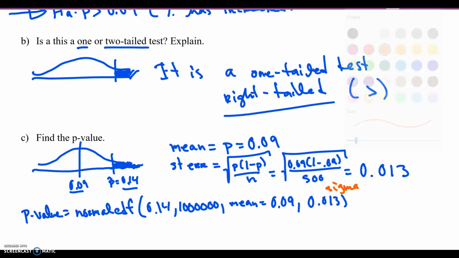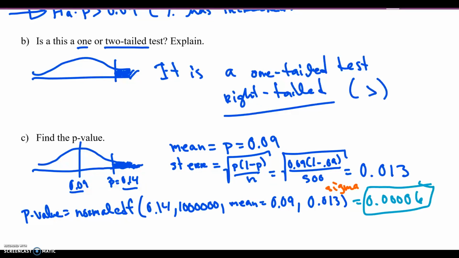All right, so now what is this going to give me? I'm going to put this into my calculator. I'm going to go to normalcdf. My mean was 0.09. My standard error was 0.013. My lower bound was 0.14, and then all the way to infinity. And what I end up getting is 0.00006. Okay, so that's what my p-value is. A very, very low p-value, so you can probably already guess what we're going to do.